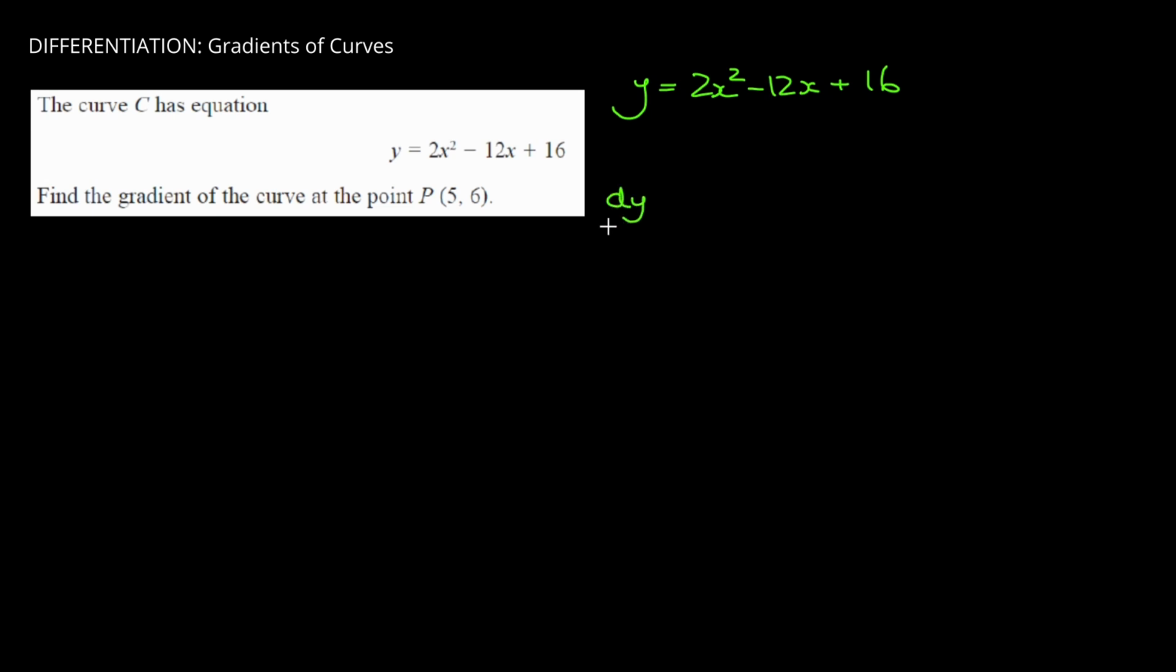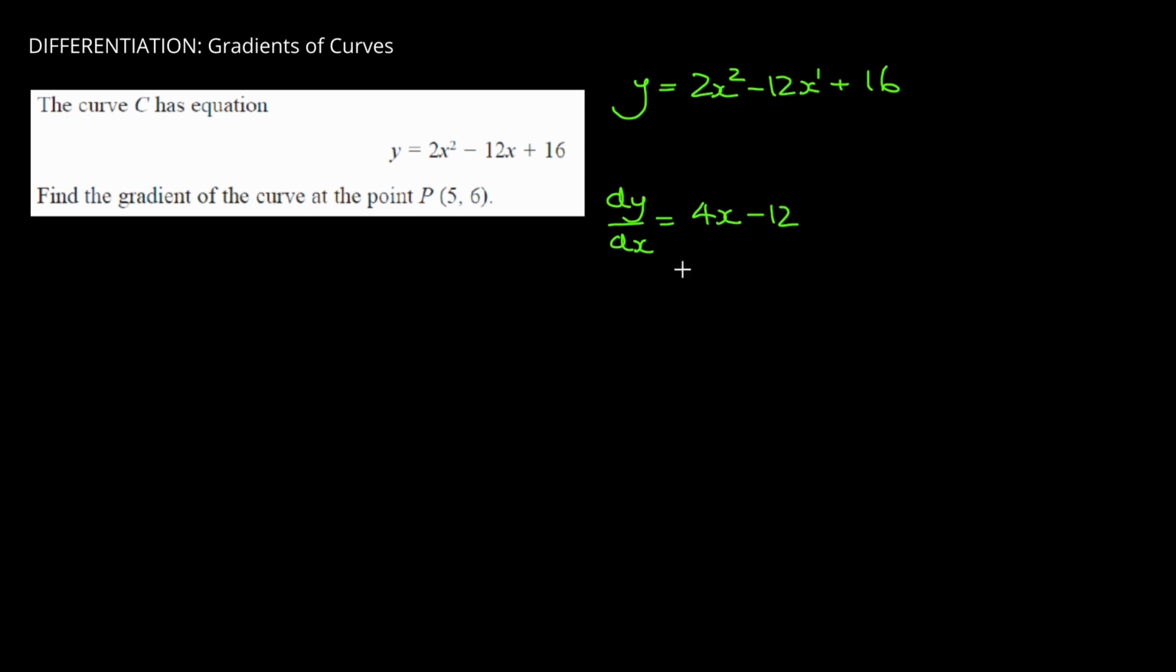The gradient function dy/dx is formed by looking at the power of the x term, which in this case is 2, multiplying it by the coefficient, but then reducing the power of that x term by 1. So this will become 4x. Effectively, there's a missing 1 there. So 1 times 12 is 12. Reducing the power will be x to the 0, which will always be 1. So our gradient function is 4x minus 12.